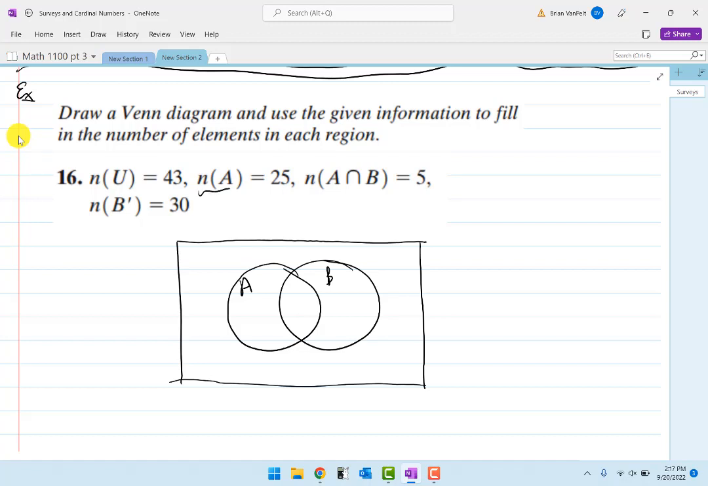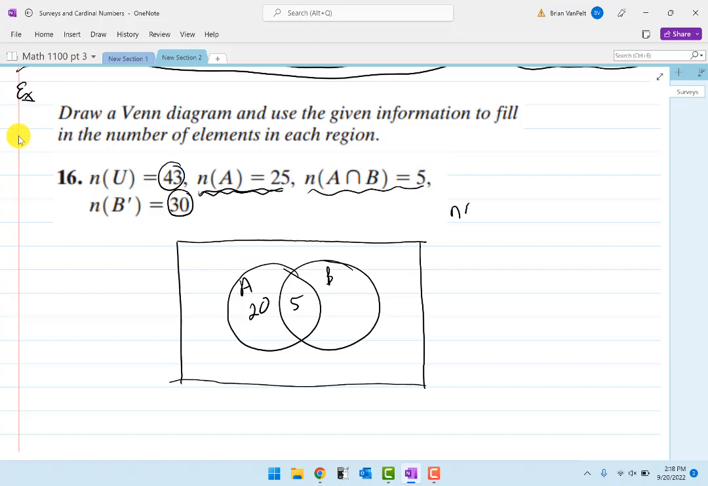The number of items in A is 25. Oh, here, this is it. Number of items in A intersect B is 5. So now I can use this number of items in A is 25 to put a 20 into that spot. The number of items not in B is 30. That's interesting. So if you look at this here versus this, that means that there are 13 people in B.